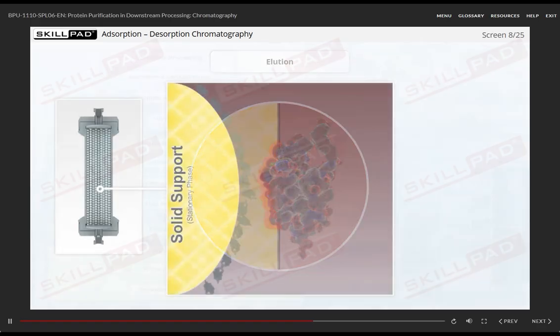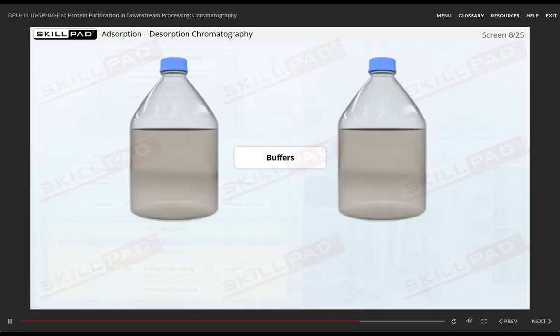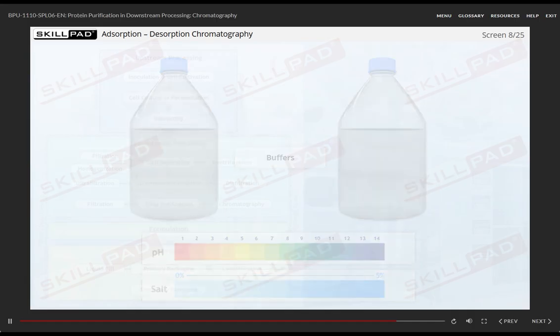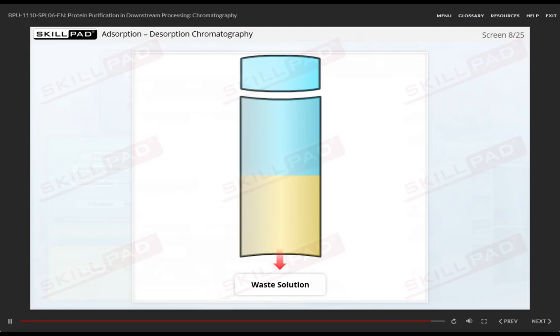The separation of the target protein from the impurities is possible because the components behave differently in the elution and washing buffers. The properties of the buffers, such as pH or salt concentration, can be altered to achieve selective desorption from the stationary phase. Often, the washing and eluate is collected in several fractions. At the end of the process, the column is washed in preparation for the next batch or for storage.